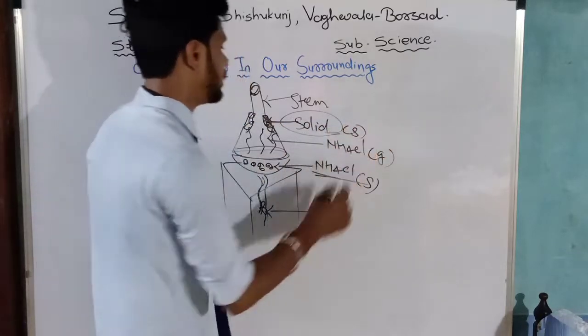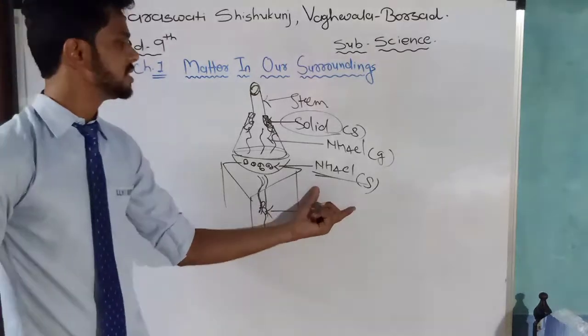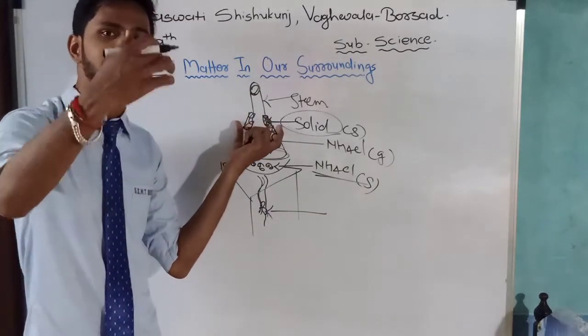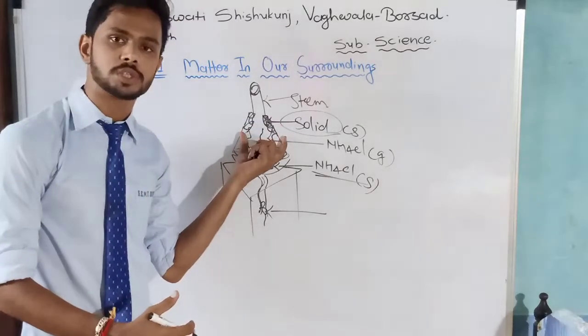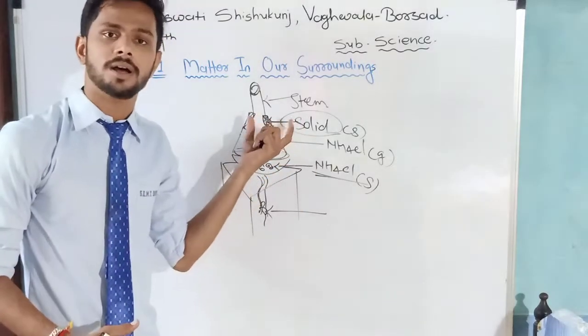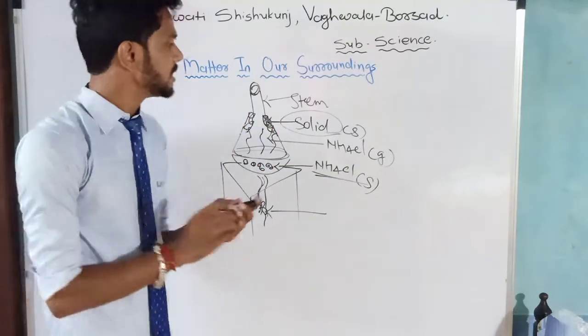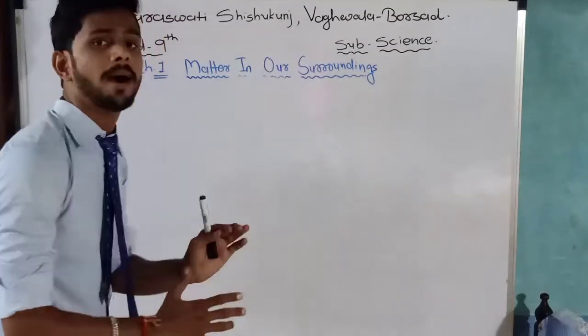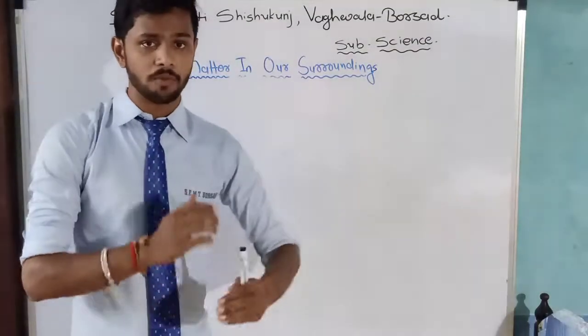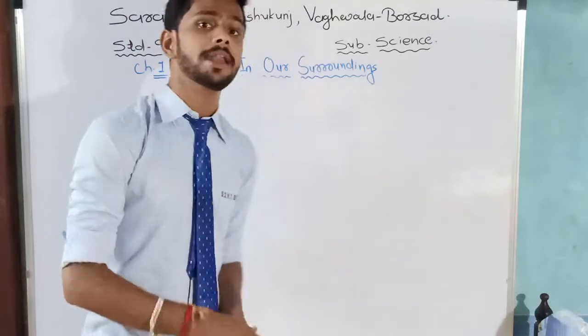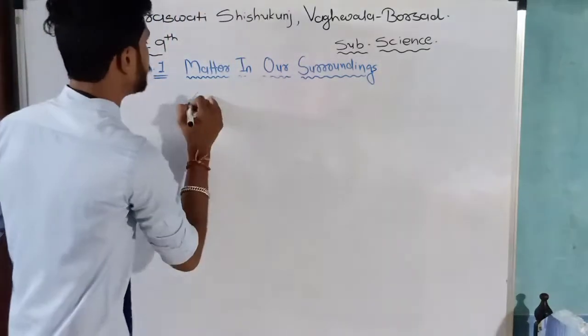So this phenomenon, that the solid is directly converted into the gaseous state, and the gaseous state under the process of cooling is directly converted into the solid state, that process is known as sublimation. So that's it, that is all about sublimation. Now this is all about the effect of the temperature: what happens when we raise the temperature, and what happens when we decrease the temperature. Now we are going to understand the pressure.